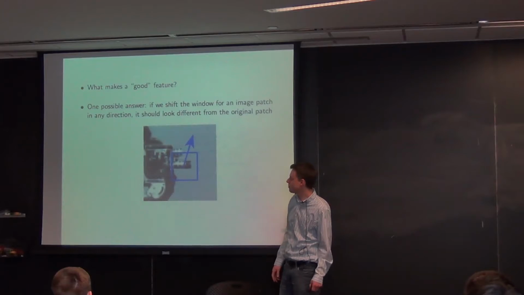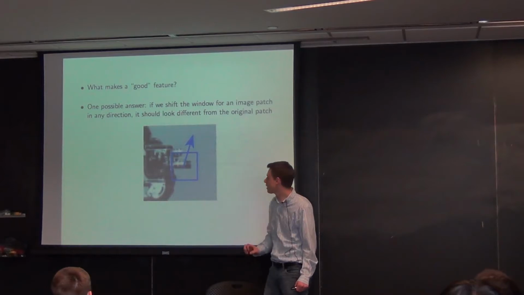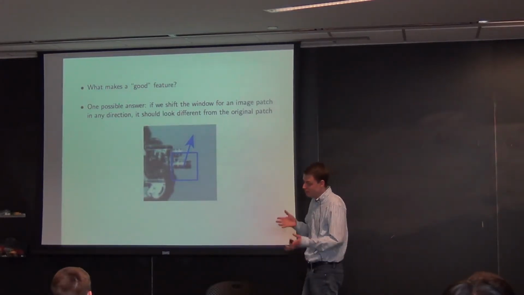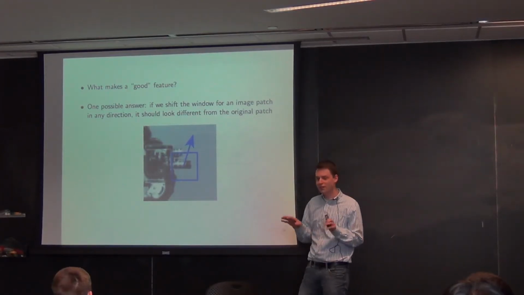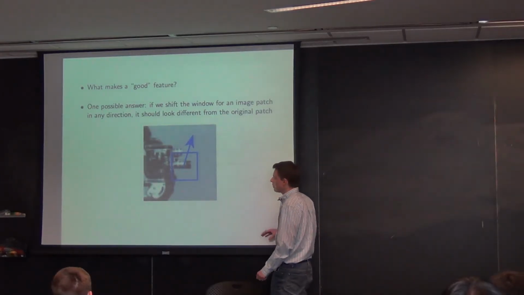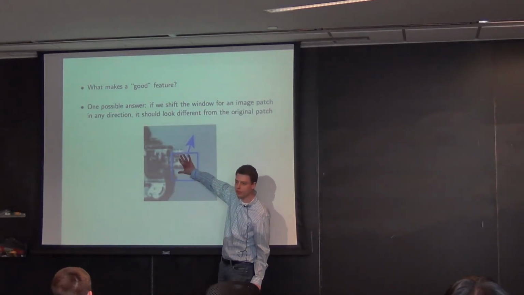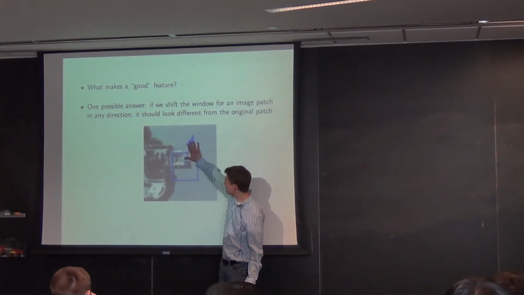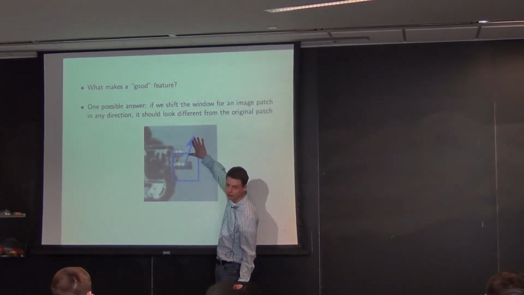So what makes a good feature, to quantify this a little bit more? There actually are a lot of answers here, and I'm going to describe one framework for doing this. There are a lot more, and I think now more advanced, frameworks. But one possible answer is to say, well, look, if we take a little patch around that point, the point where we have a feature, and we shift this window over, we look at it now over here.